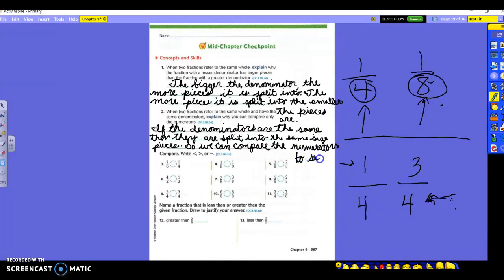To see which is shaded the most. Should we say shaded the most? Or should we just say greater? Which is greater? So should we say to see which fraction is greater? You see which fraction? Compare. Okay, say which fraction is greater. Alright, I can do that. Compare the numerators.